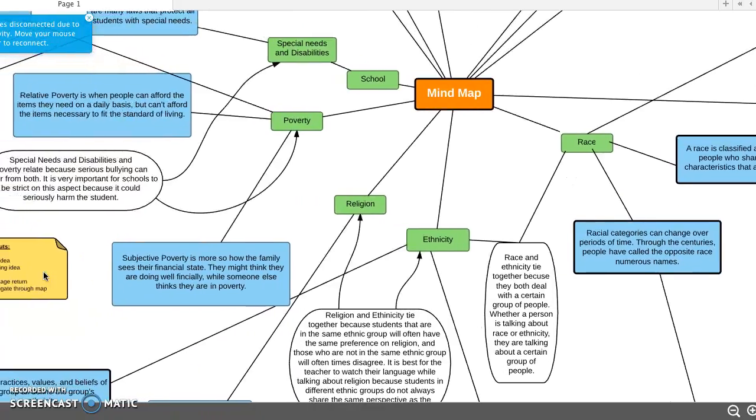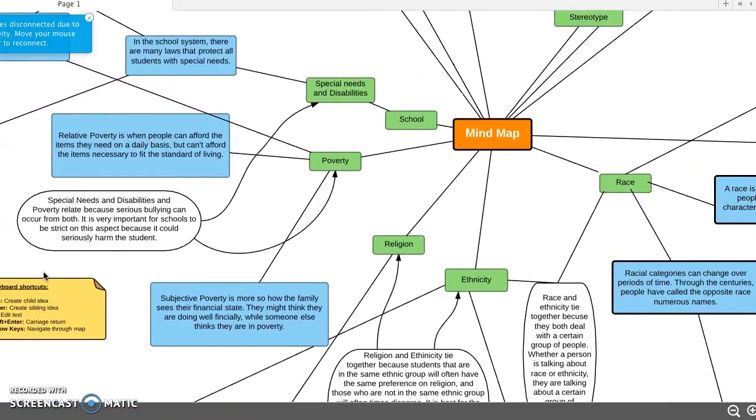Next, I'm going to talk about Module 3, Poverty. There are two different types of poverty. Relative poverty means people can't meet the society's standards of living, but they can afford the necessities. And absolute poverty means lacking even basic necessities.